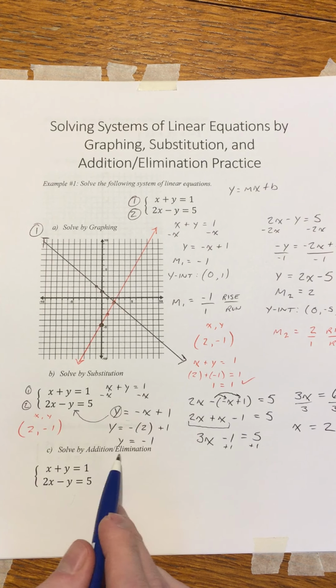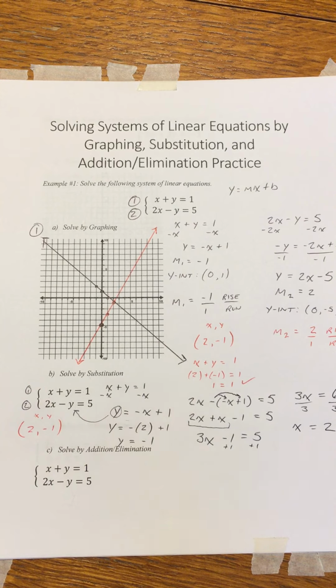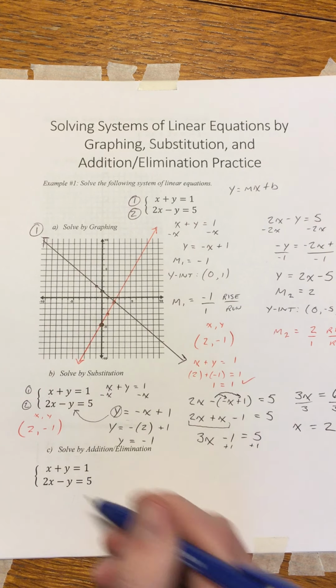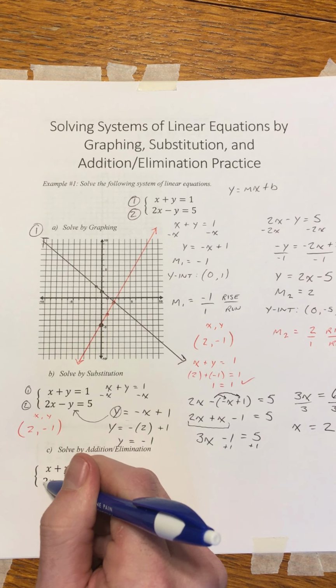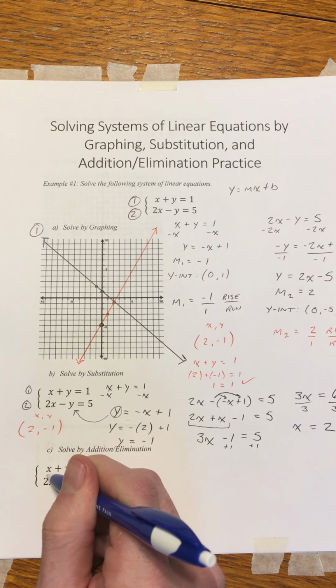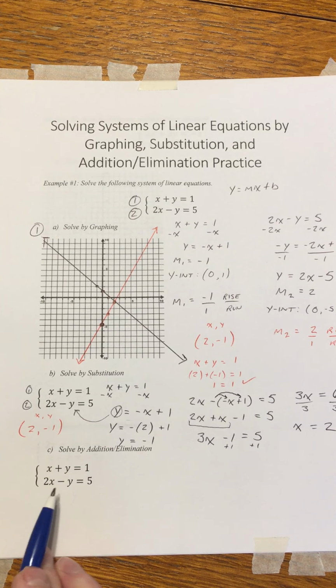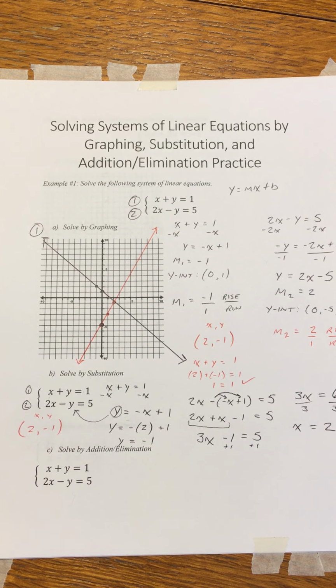Remember, addition, elimination, they're the same thing here. So in order to do that, we need to have one of two things happen. Either the coefficients in front of the x have to be the same number but opposite sign, or the same thing for y. It needs to be the same coefficient but the opposite sign.